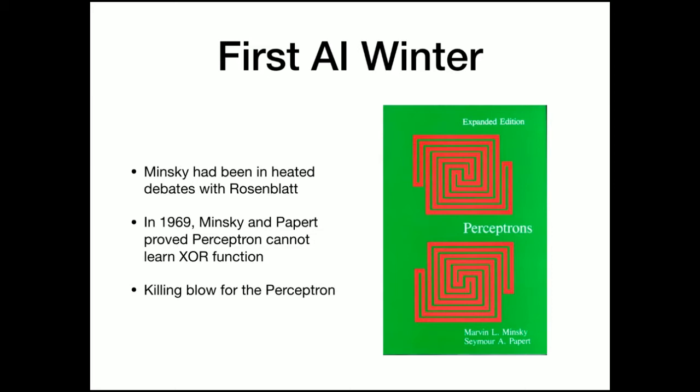Rosenblatt made one claim too many, and in 1969, Minsky and Papert proved that the perceptron cannot even solve the XOR function. So this was a major blow, because if you recall the title of Rosenblatt's paper, it was all about how, you know, it can remember, it can feel, and now it cannot learn a simple Boolean function.